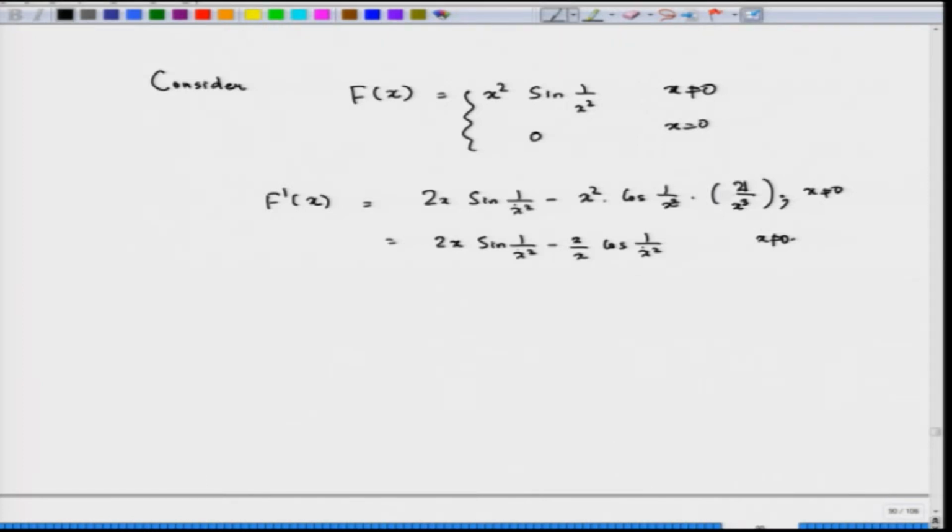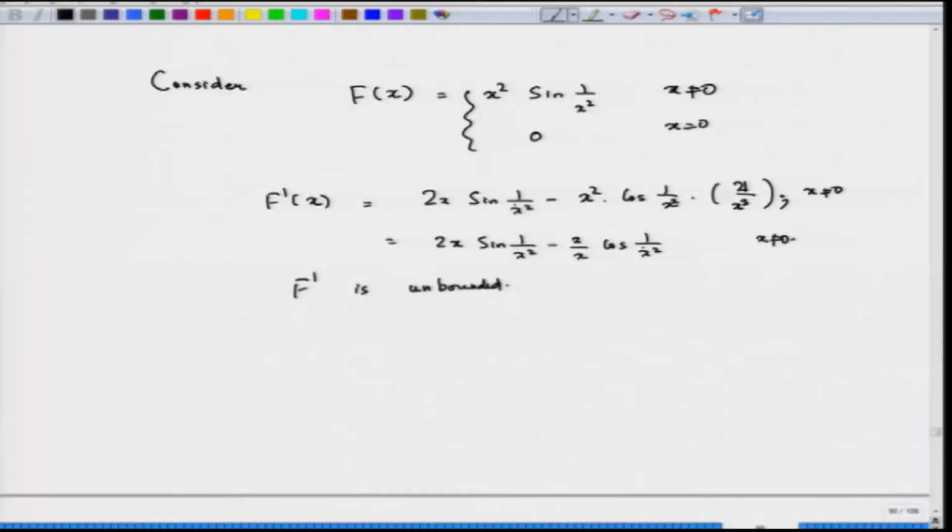As you can see, around 0 this F prime is unbounded, and we do not have any prescription of Riemann integration for unbounded functions. Therefore, this F prime is not going to be an integrable function. So, we cannot automatically assume that if F is differentiable, then F prime is integrable. That is not true, as we have seen.